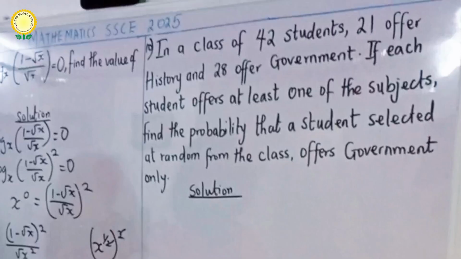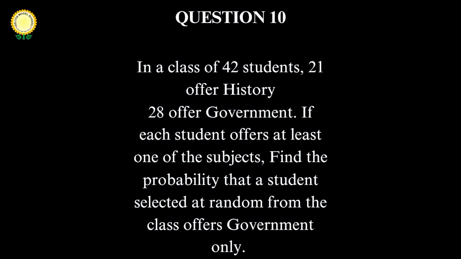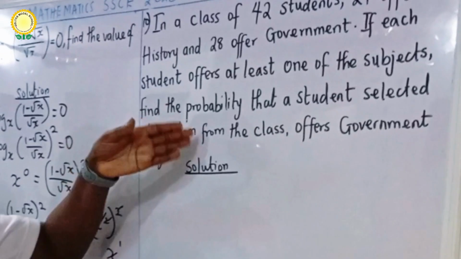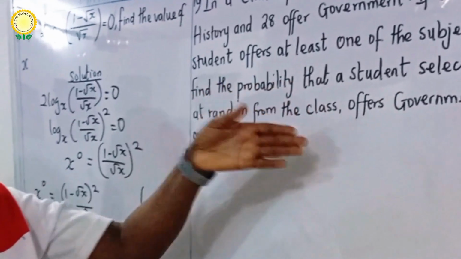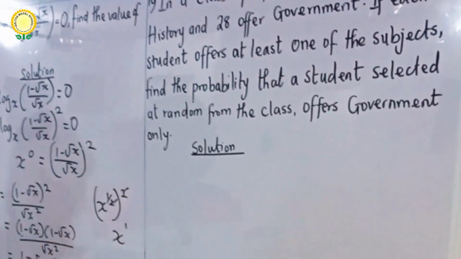Next question. Question 10. In a class of 42 students, 21 offer history and 28 offer government. If each student offers at least one of the subjects, okay, this clause is very important. Find the probability that a student selected at random from the class offers government only. Now, these are two topics in one. This is set, and then you have probability. So let's try to solve the set first.